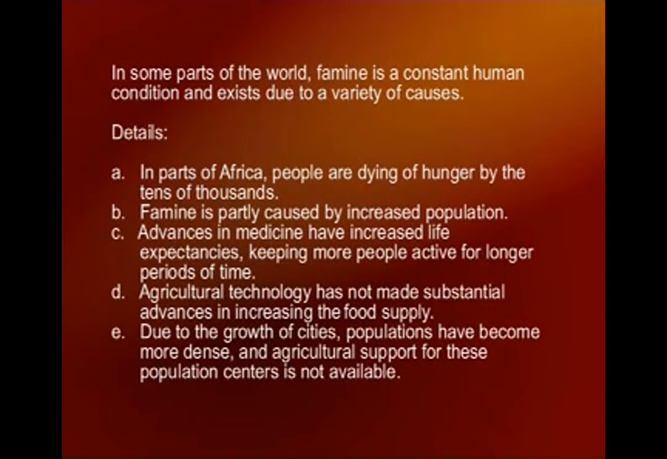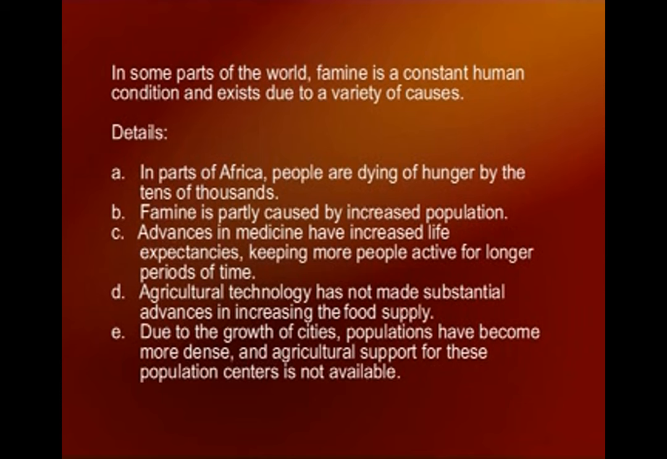Let us look at another topic sentence. In some parts of the world, famine is a constant human condition and exists due to a variety of causes. This is the topic sentence. It's followed by five sentences. Out of those five sentences, there is one which should not follow. Which one do you think it is?